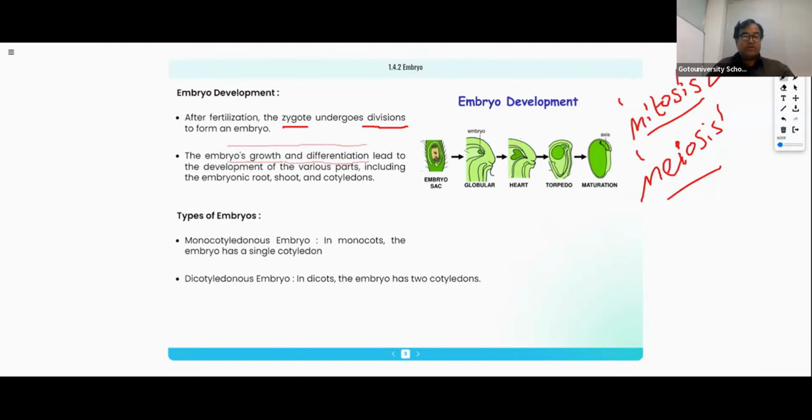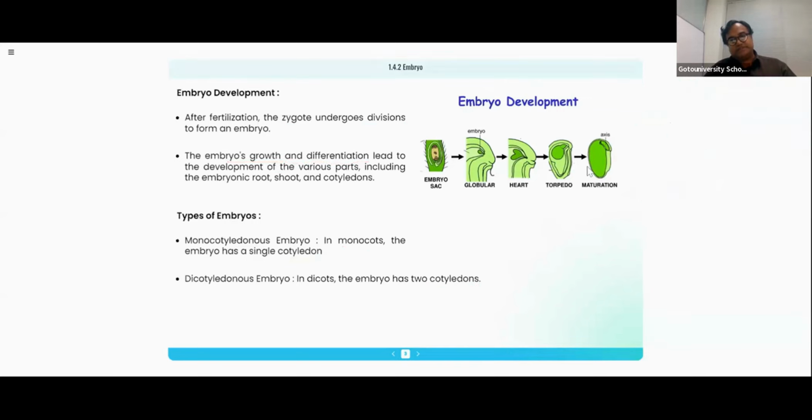In the monocot, the embryo has a single cotyledon. In the dicot, the embryo has two cotyledons. That means the dicot shows maximum growth compared to the monocot. With one cotyledon, a plant makes a little biomass, whereas with two cotyledons, with a huge amount of nutrients, it makes a big plant biomass. The big plant biomass is because of the two cotyledons, right? So this is a message we need to understand.